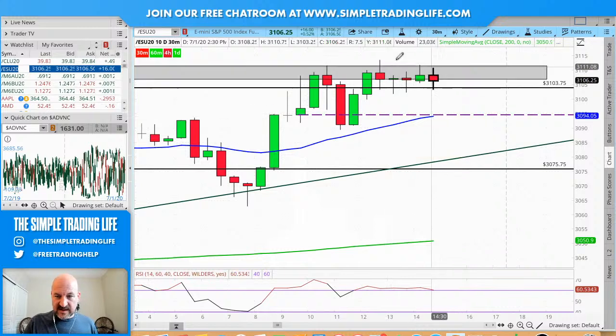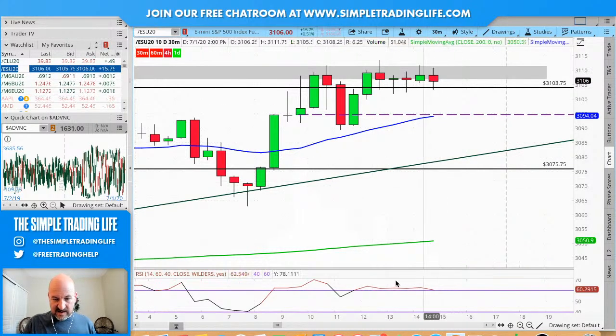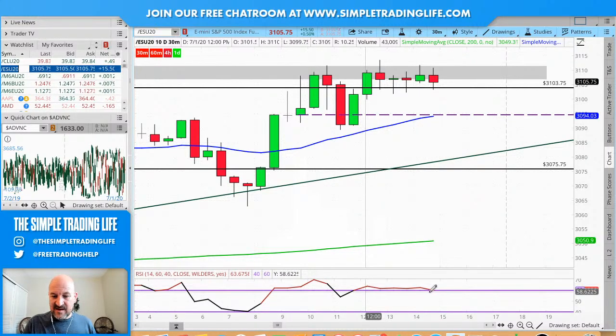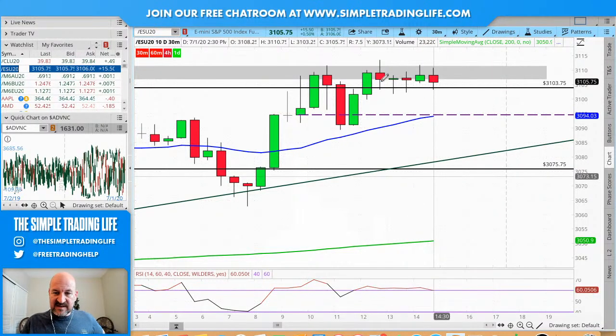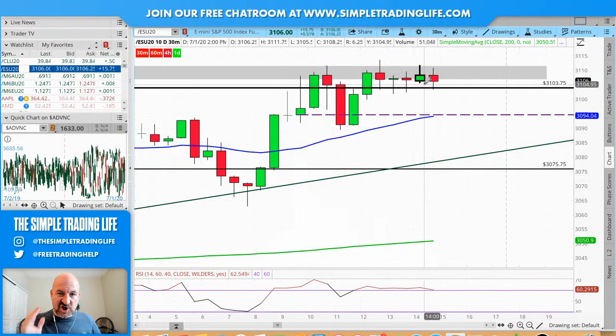Still not doing anything, okay? We're still ranging right through here. All you gotta do is look down here too. You see this? No momentum, one direction or the other. It's flat. If I wanted to, I could draw a little box around there, and that shows me that momentum is flat. This is the definition of chop.